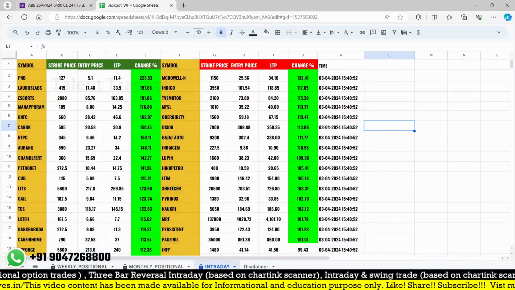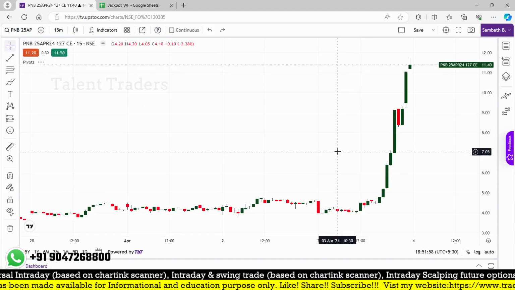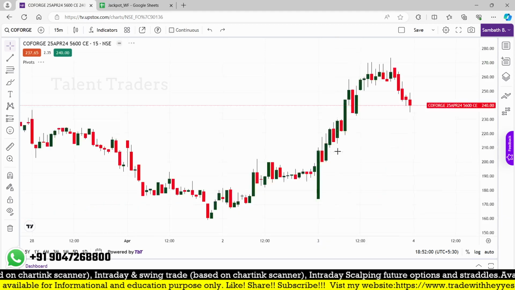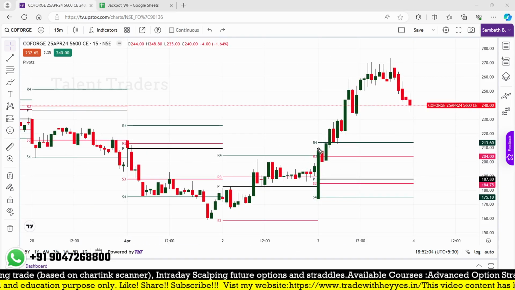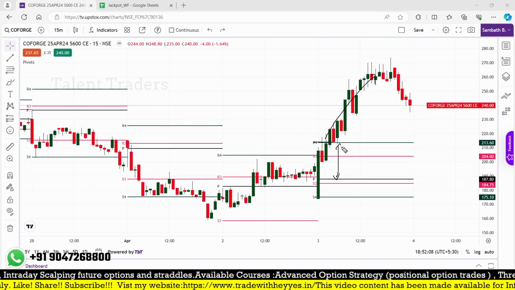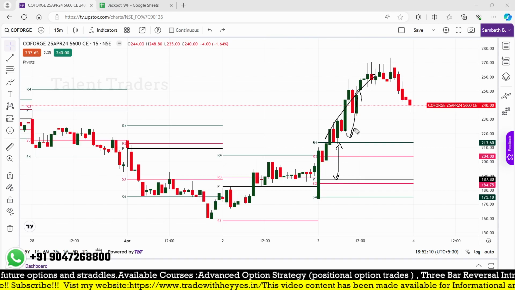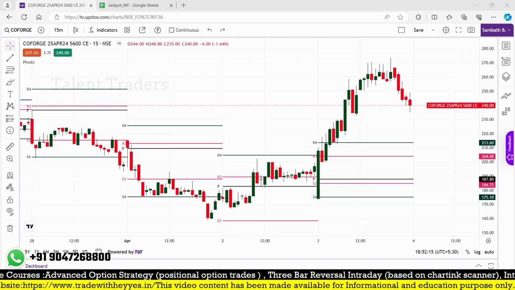GoForge 5600, that we have discussed earlier. So based on this sheet, I'm not going to take 10-20 stocks, just one or two stocks which are good for my intraday. GoForge gave you an opportunity and moved well compared to this risk-reward ratio, giving you such a good result in this particular strike price.